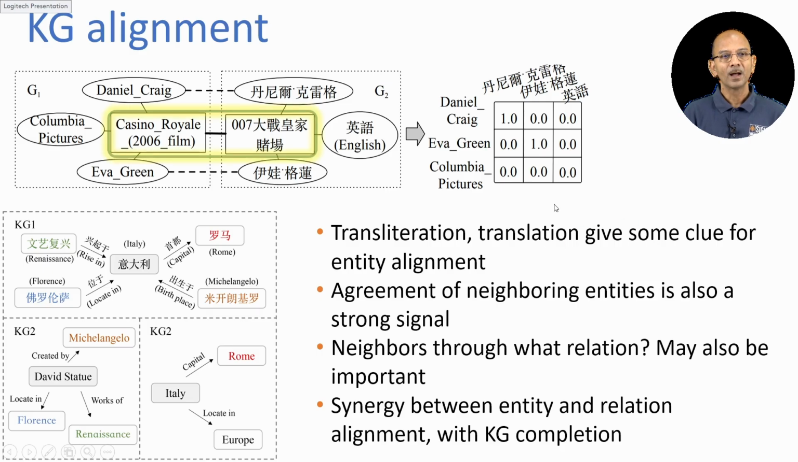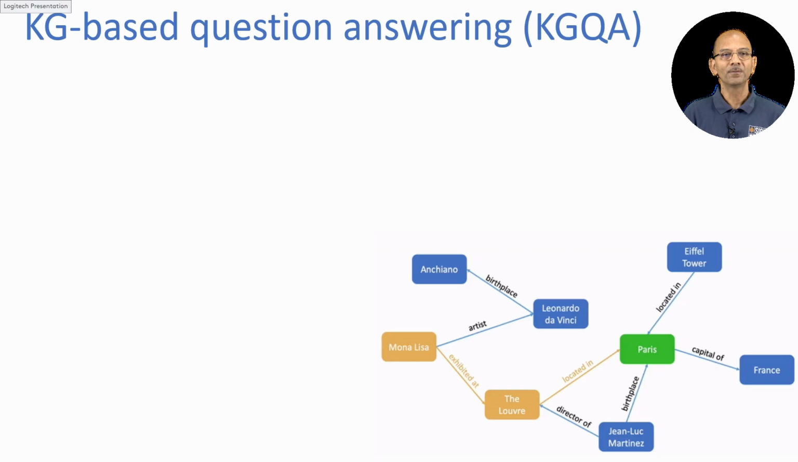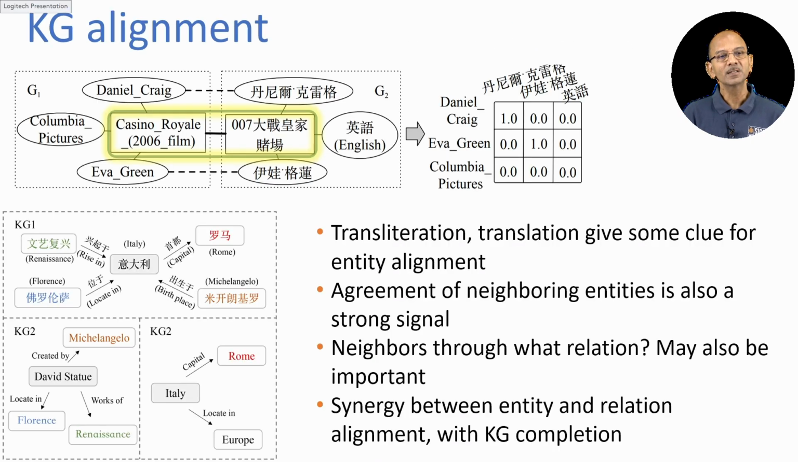Now, as you can see, these 2 nodes, Casino Royale and its counterpart in Chinese, will line up if we can also establish that their neighbors in turn are lined up. There turns out to be a synergy between entity alignment and relation alignment and KG completion. So all these tasks are actually interrelated with each other.